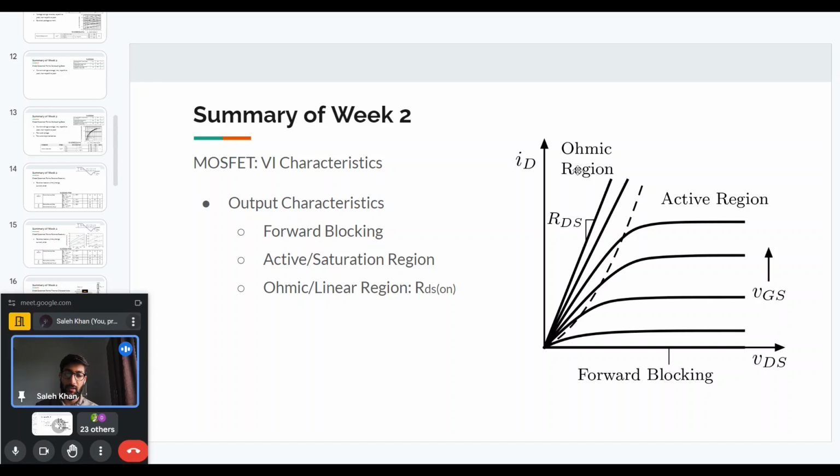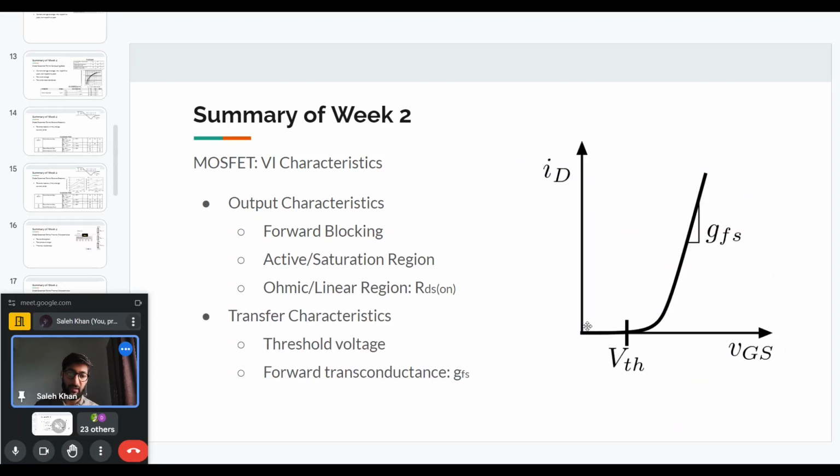Secondly, we also have what is called the transfer characteristics of the device, the MOSFET. And this is basically a plot between the gate source voltage and the drain current. As the gate source voltage increases until it reaches a threshold voltage, the MOSFET will not conduct any current. And once it crosses the threshold voltage, only then it will start conducting the current which is imposed upon it by the circuit.